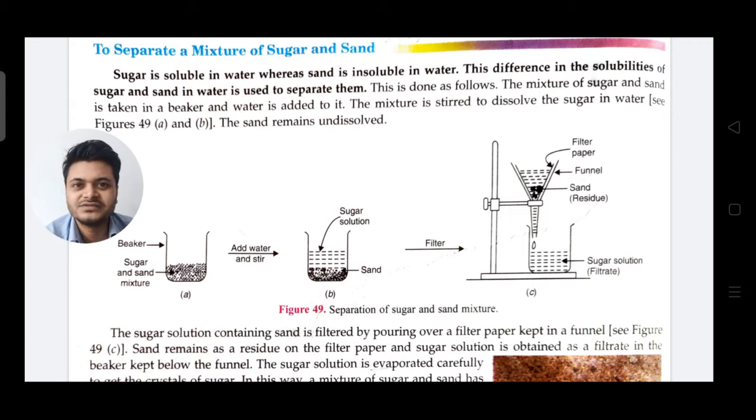So this is done as follows. You can see below one diagram is given. The mixture of sugar and sand is taken in a beaker and water is added to it. The mixture is stirred to dissolve the sugar in water. You can see in figures 49a and b, sugar gets mixed whereas the sand remains undissolved.